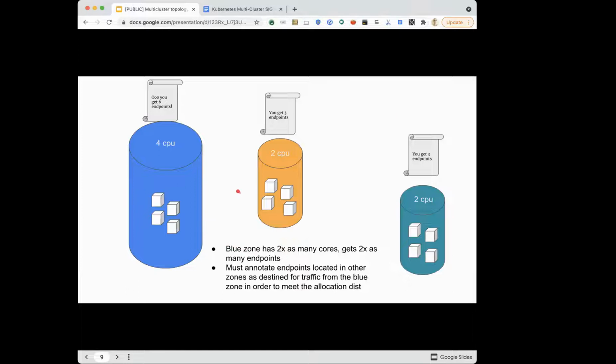This is the part that sometimes feels confusing, but the effect here, since we need 6 endpoints for blue, 3 endpoints for orange, and 3 endpoints for teal, is that we're going to have to grab some endpoints. And by grab, I mean we need to annotate this backend as destined for traffic from blue clients. This one, even though it's over in the teal zone, is destined for traffic from blue clients, because we need to allocate 6 endpoints to this blue zone. So hopefully the pictures helped a little bit explain how this auto behavior works.